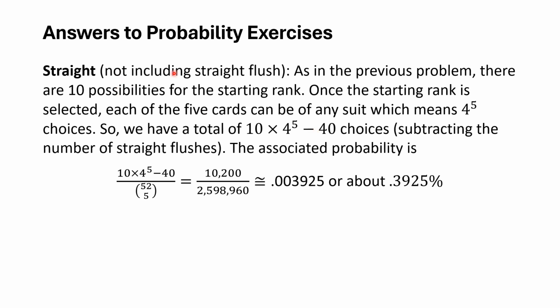But then we said we wanted to exclude those, so we have to subtract the 40 that we calculated on the previous slide. And then we have our 10 times 4 to the 5th minus 40 divided by the total number of poker hands. So it's 10,200 divided by 2,598,960. And we get 0.003925, or about that. It's not a repeating decimal here, so I just truncated it, or about 0.3925%. So again, pretty improbable, but more probable than some of the other hands we looked at.